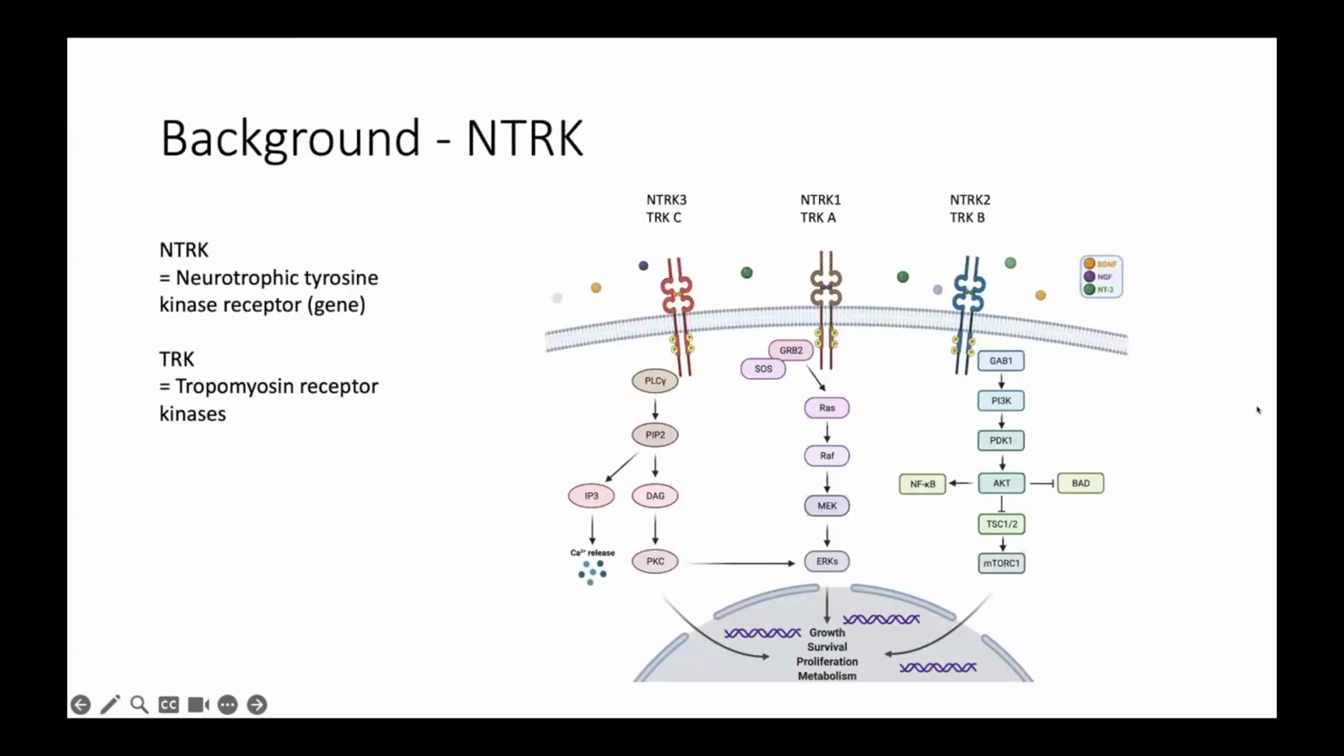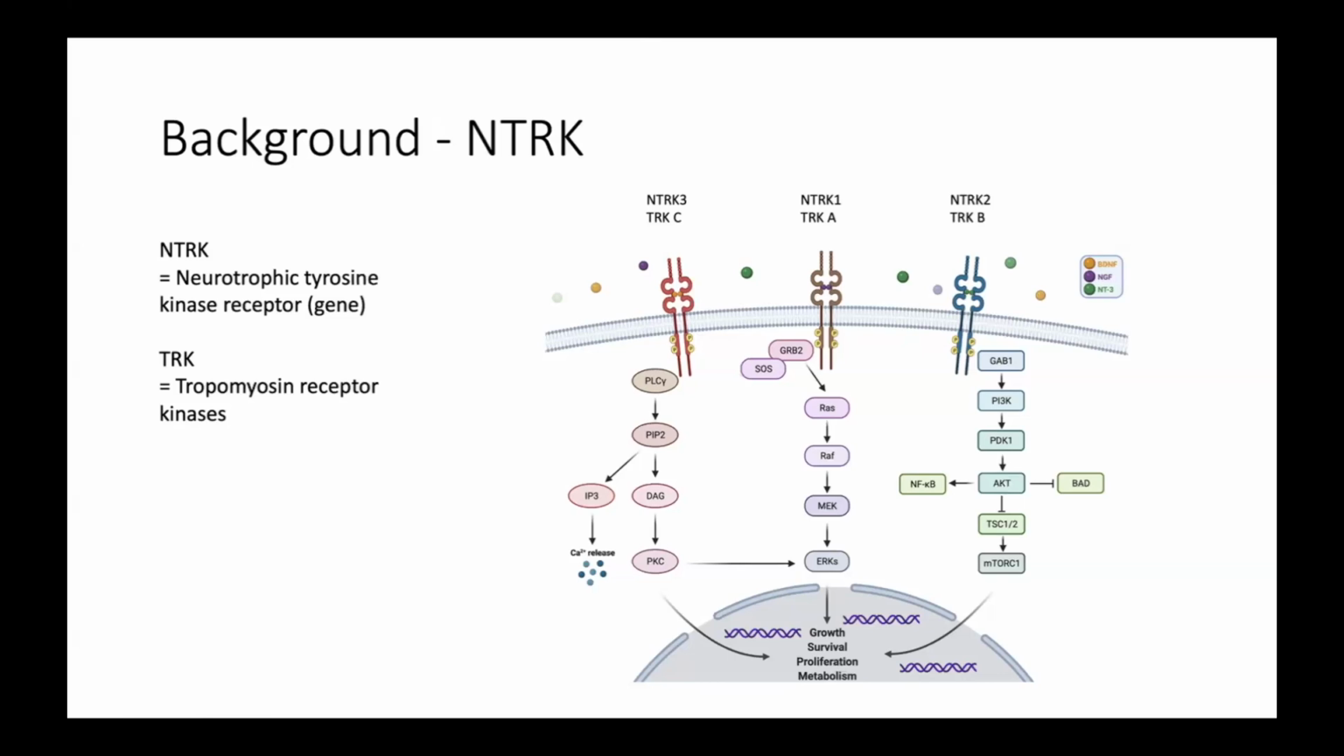So I'm just going to go through a bit of background because these are rare tumours and they are molecularly defined tumours. So NTRK stands for neurotrophic tyrosine kinase receptor, and they are genes that encode for TRK, tropomyosin receptor kinase receptors. So TRK are a type of tyrosine kinase receptor, and NTRK is the gene that encodes for them.